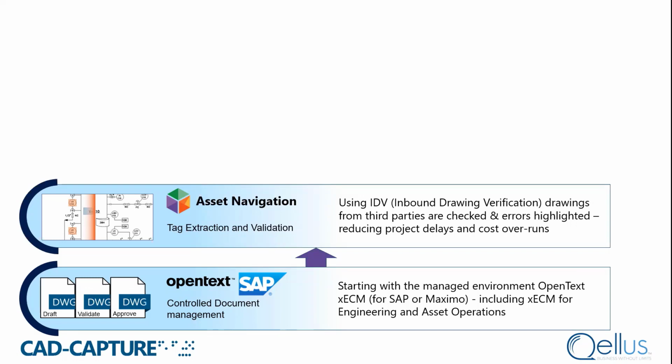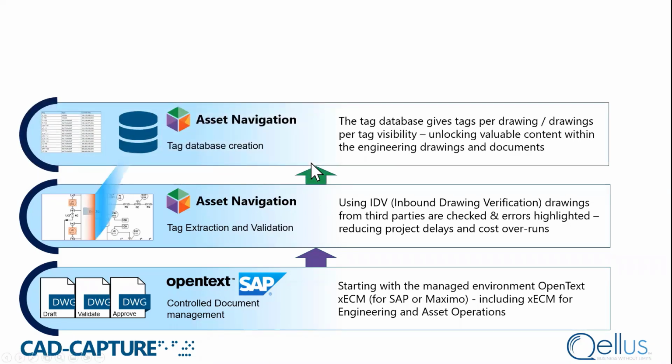So we can check the tags are where they should be and in the format they should be as soon as the drawings are received, rather than on the critical path later on in the project. We can then create the database, and all of these solutions on the asset navigation side, from the database and the validation, are standalone. So these can be done in isolation, or in the context of the larger framework and the additional systems.